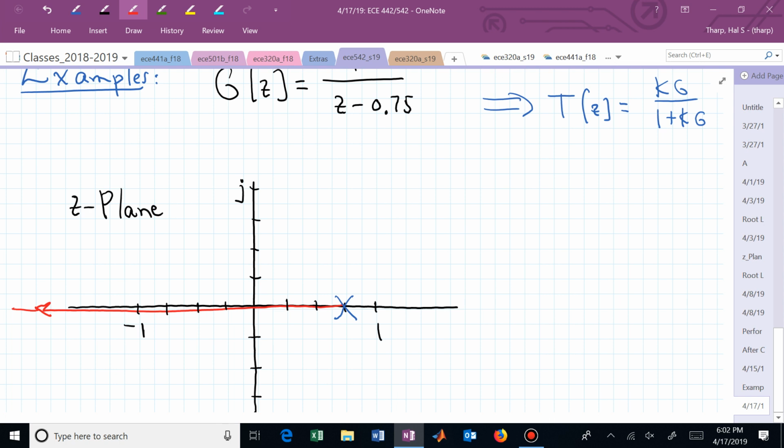But maybe that's not what we want. Maybe somebody says, you know what, I don't like my steady state accuracy. If I put in a reference input of 4, depending on what k is, I might get out something that's obviously not going to be 4. It might be 3.5, or it might be 5. I now have an error in the steady state.